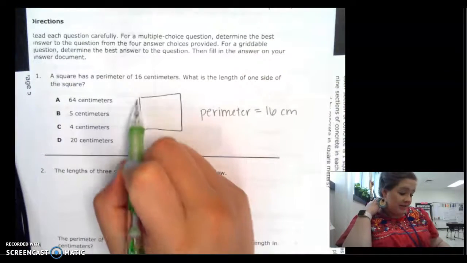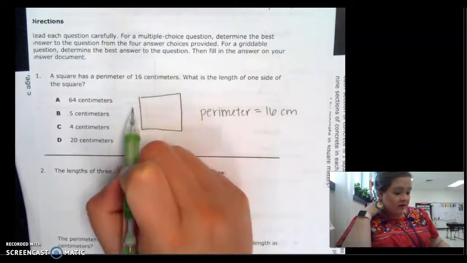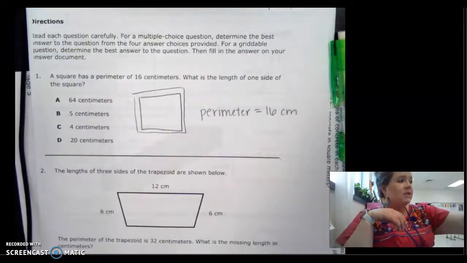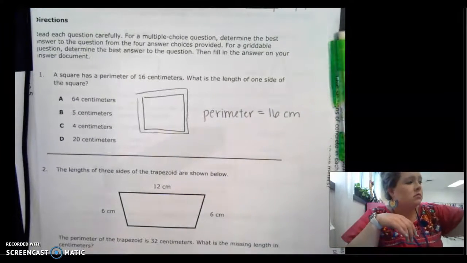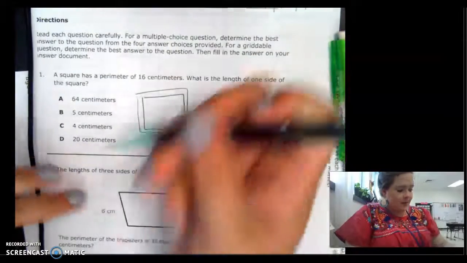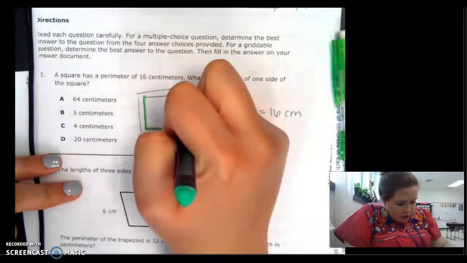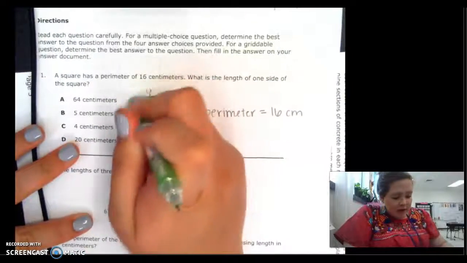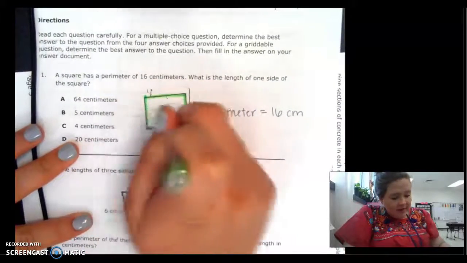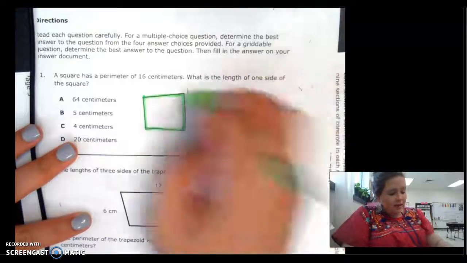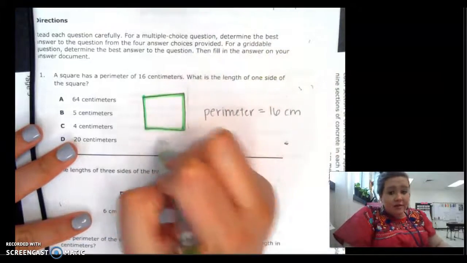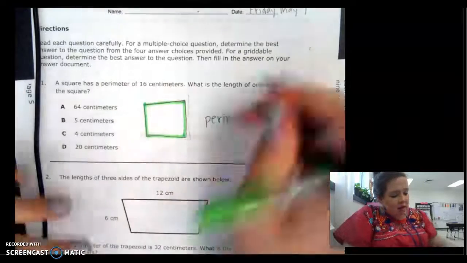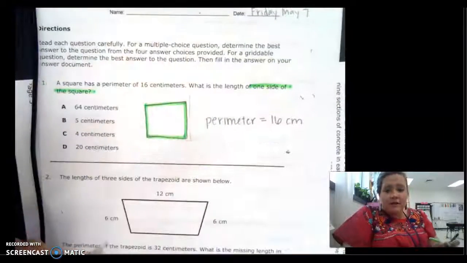Again, the perimeter is the distance around the figure. So this whole thing here is your perimeter. Let me highlight it. This is the perimeter. All right? That is our perimeter. This problem gave us the perimeter. This problem tells us that the distance around the figure is 16 centimeters. What is the length of one side of the square?